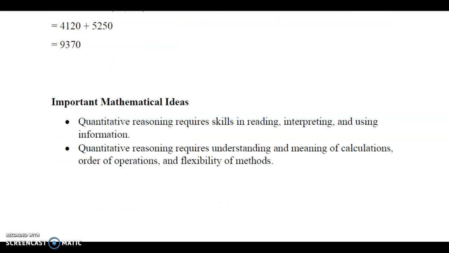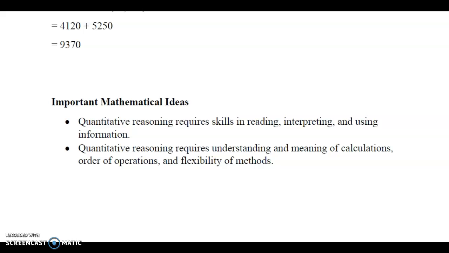All right, so two important things that you should take away from this unit. First is that quantitative reasoning requires skills in reading, interpreting, and using information. So you should be able to read through written text and translate that to a mathematical expression, but also interpret the meaning, like understand that if we're trying to find excess over something, that should be written as a subtraction. When it's a percentage of something, that is interpreted as a multiplication.